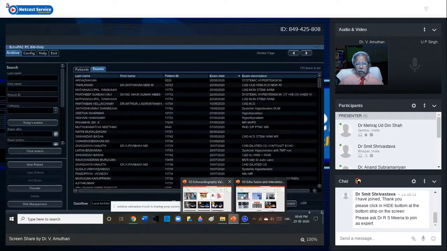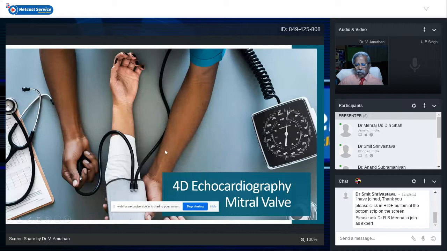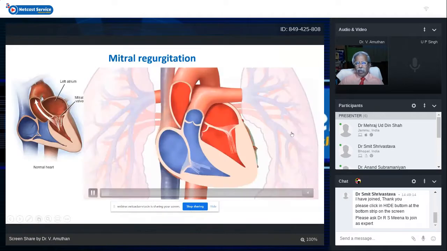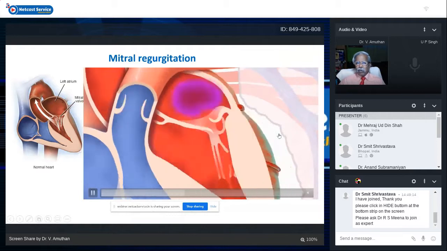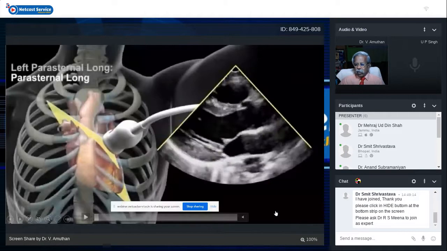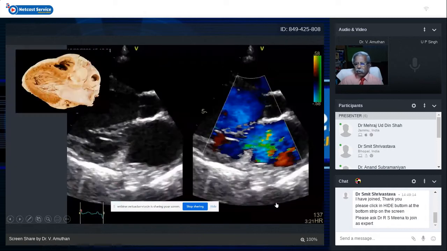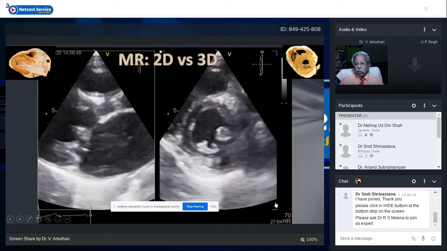This is the mitral valve, one of the most important valves which can be assessed by 3D and 4D echocardiography. You can see here the main use is in mitral valve assessment, and the main assessment comes in mitral regurgitation assessment. You can see here, this is the mitral regurgitation. This is a mitral regurgitation patient who can be quantified by 2D as well as 3D.